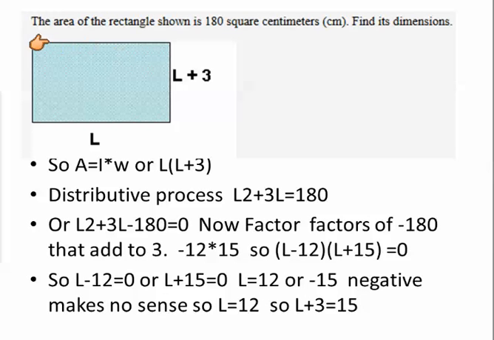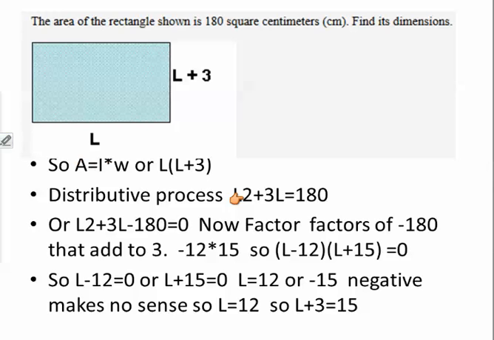Okay. Here's a problem with a polynomial. It says the area of the rectangle shown is 180 square centimeters. Find its dimensions. Well, they gave you the sides here, L and L plus 3, so we know that the area is the length times the width, or in this case it'd be L times L plus 3. So that's where I'm getting those from. I'm going to use the distributive process. That's L squared, I'm sorry.